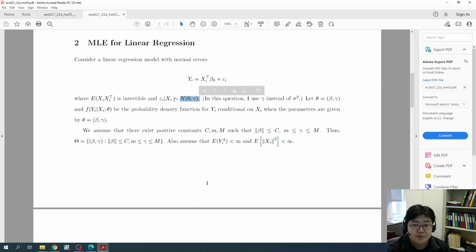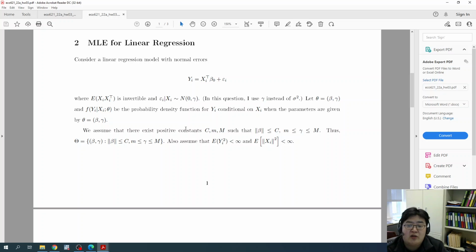What it means is that even if you are conditioning on x, the distribution does not depend on x. No matter what x is, the distribution is always the same, which means epsilon is independent of x. I use gamma here because sigma squared can be confusing in notation, so I will use gamma instead of sigma squared. Gamma is the variance, and theta, the parameter, is a vector of beta and gamma.